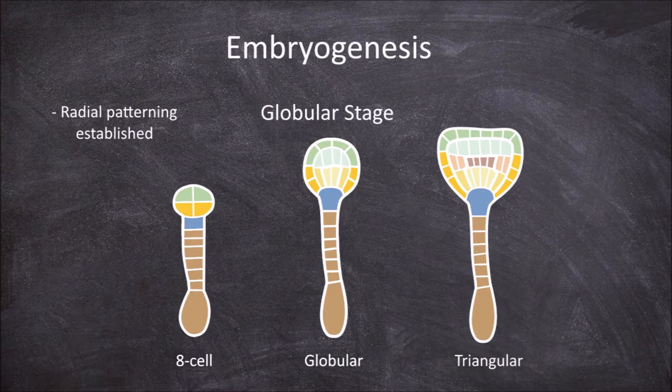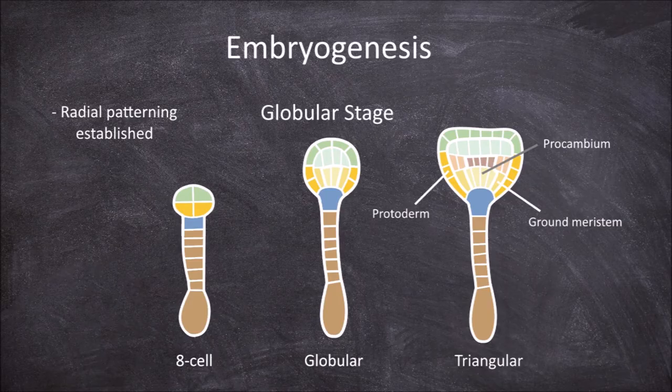The outermost cells are one layer thick and called the protoderm, and go on to form the epidermis. The next layer of cells in from the protoderm will become the ground tissue meristem, and eventually form the endodermis and the cortex. The central layer of cells are elongated and called the procambium, and go on to become the vascular tissues and the pericycle in the root.